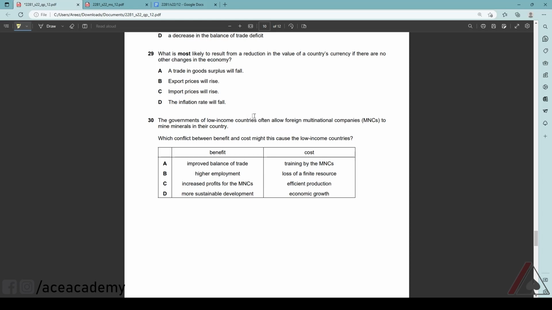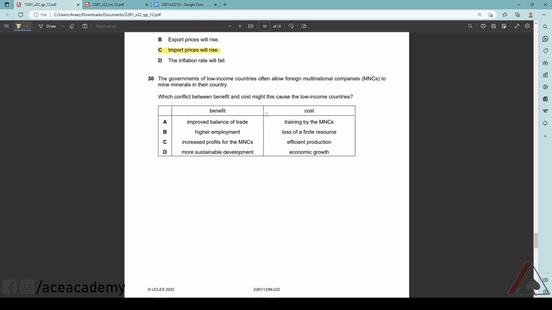Because when there is a reduction in the value of a country's currency, it would immediately lead to the import prices rising, and people would have to pay that price, and it would affect the people almost immediately, rather than the trade in goods or the export prices. Therefore, C is your answer.